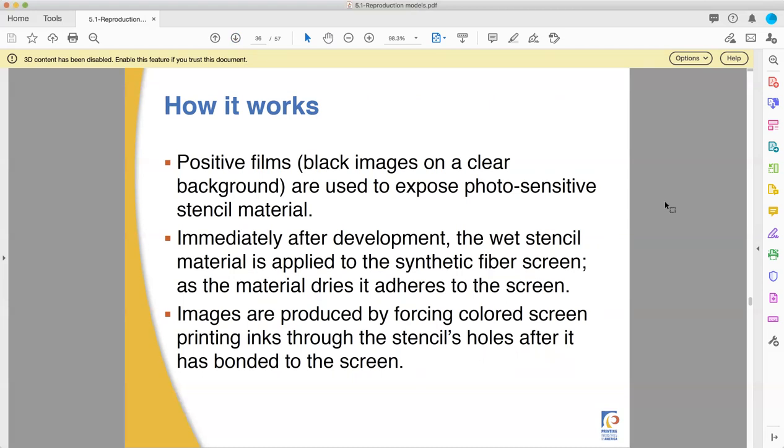And the photo emulsion system means you coat it with a chemical that is photosensitive, meaning if you expose it to light, it hardens. You put a film positive, i.e. there's ink where you want there to be ink, in front of it, and you expose it to ultraviolet light. You can use an exposure table.